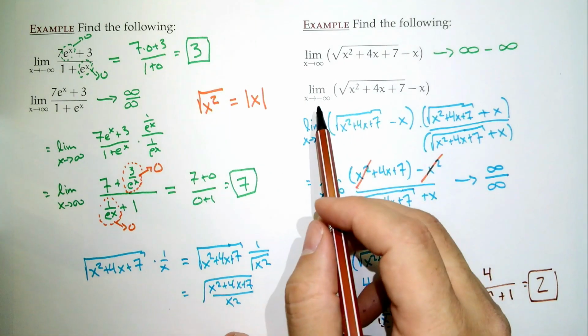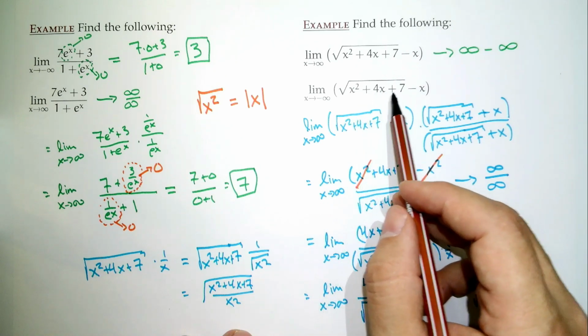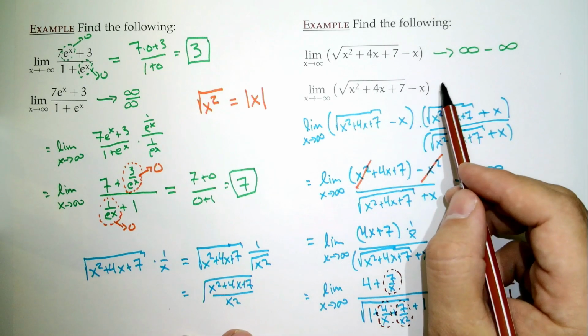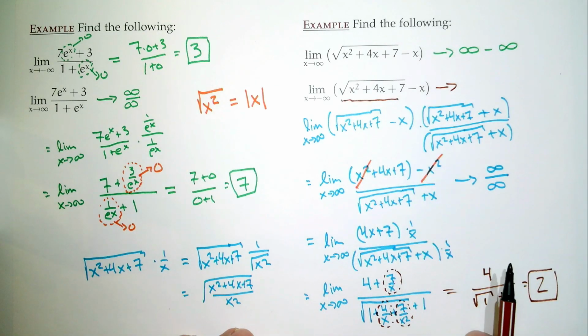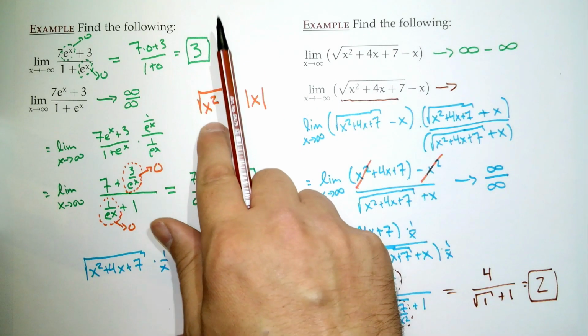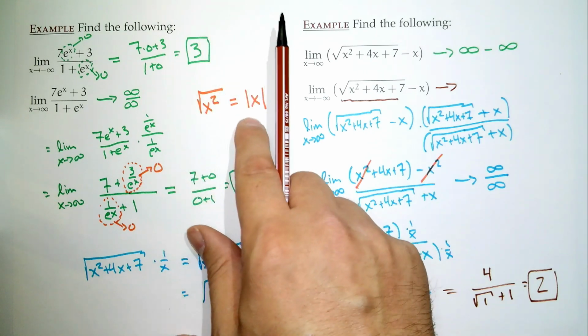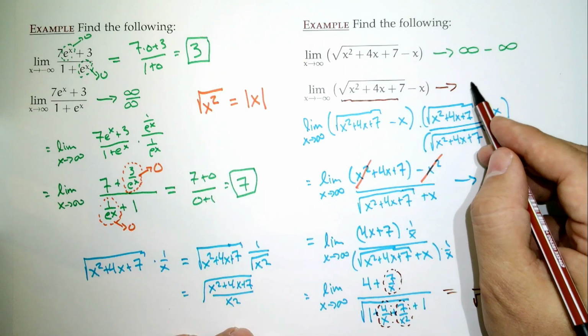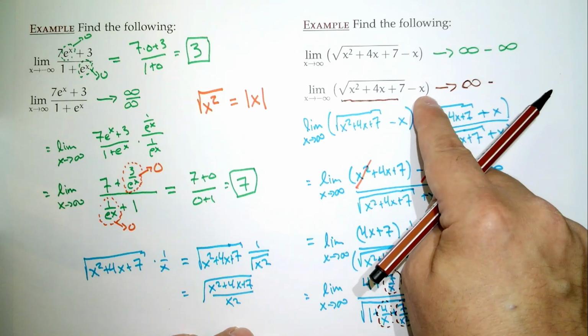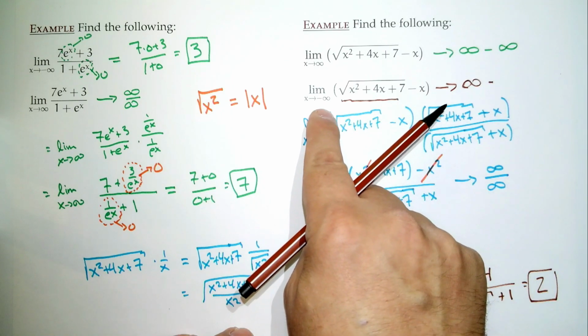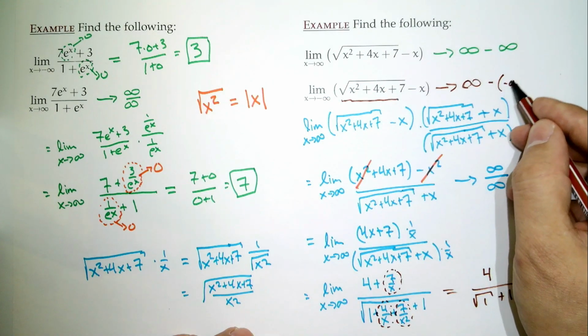What about negative infinity? Well, what happens to the square root of x squared plus 4x plus 7 minus x? Let's think about it. What's happening to the first term? It's a really big number. What's the sign? It's going to be positive because we square stuff. You take the square, it ends up being a big positive thing. Then we're going to subtract off. Well, what's happening to x? It's heading towards negative infinity.